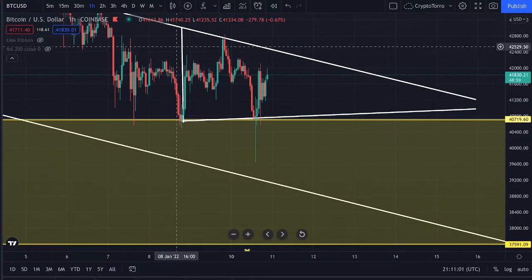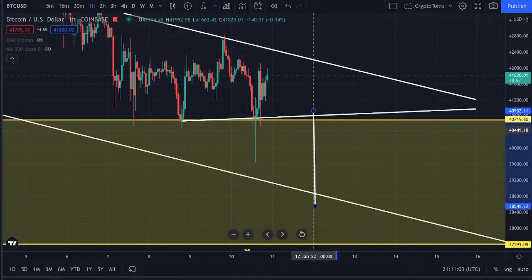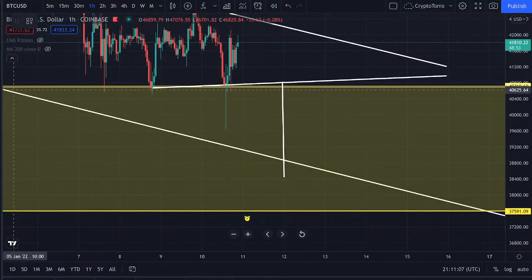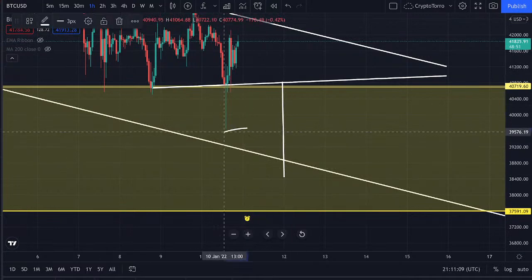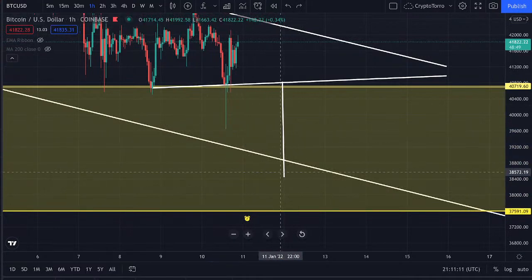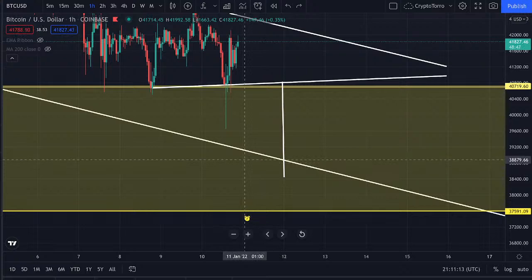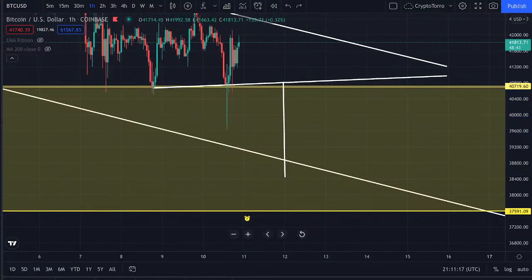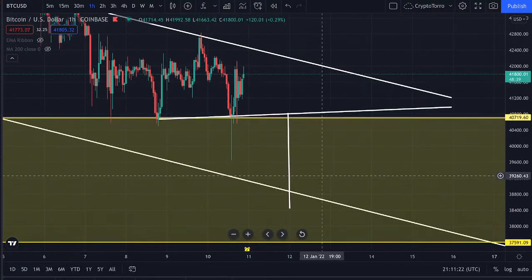And if we do see a further decrease, what you're seeing here is that we are heading towards this descending support. So I personally think it looks quite good as well if we are going to break down, because we are going to be supported underneath us by this descending support.